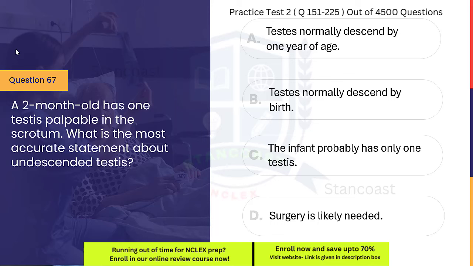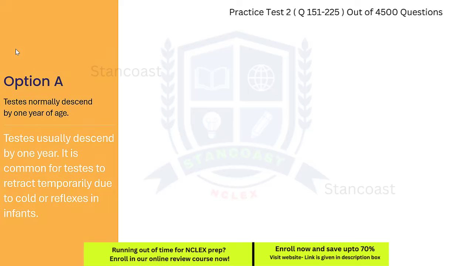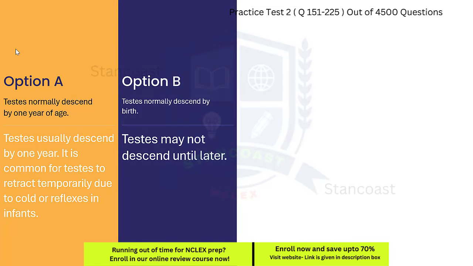The correct answer is A. Testes normally descend by 1 year of age. Testes usually descend by 1 year. It is common for testes to retract temporarily due to cold or reflexes in infants. Surgery is considered if testes do not descend by 1 year.